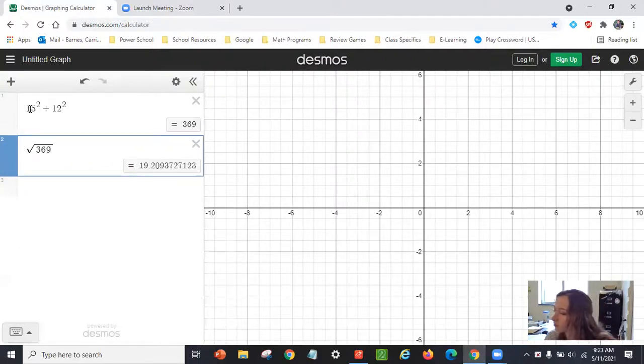And what did I type in wrong here? 15 squared plus 12 squared equals c squared.